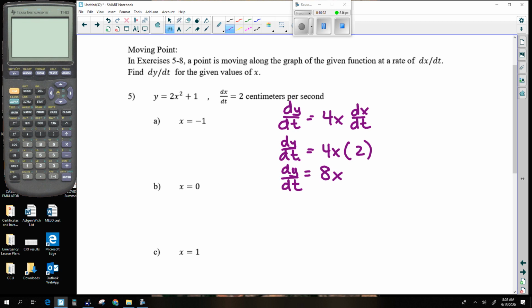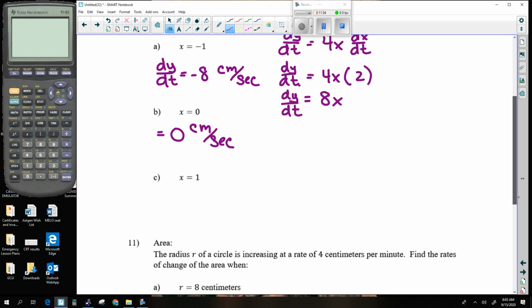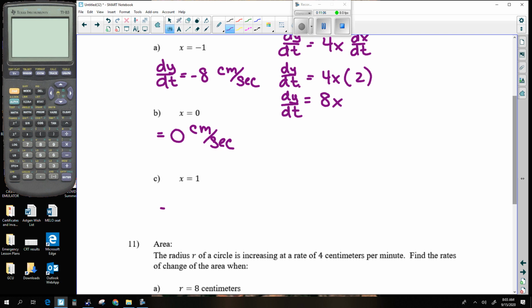So this is consistent throughout, so this is going to be 8x. And so dy/dt in this case is going to be equal to -8, again in centimeters per second. When x is 0, dy/dt is going to be equal to 0 centimeters per second. When x is equal to 1, this is going to be 8 centimeters per second.